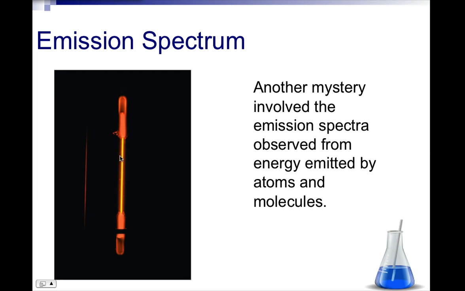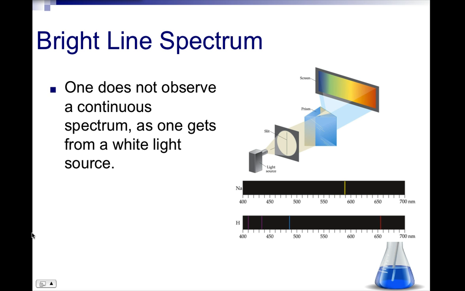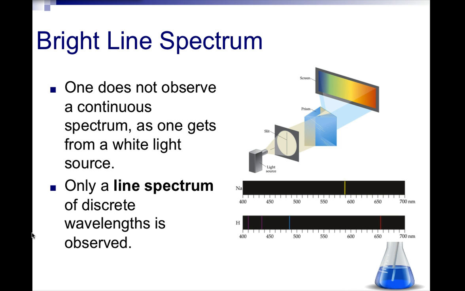You'll notice that this here is one of our gas discharge tubes that we've seen in class. This one is actually for neon. And we looked at the bright line spectrum. You do not necessarily observe a continuous spectrum as you might get from a white light source. Instead, you will only get a line spectrum of particular wavelengths.